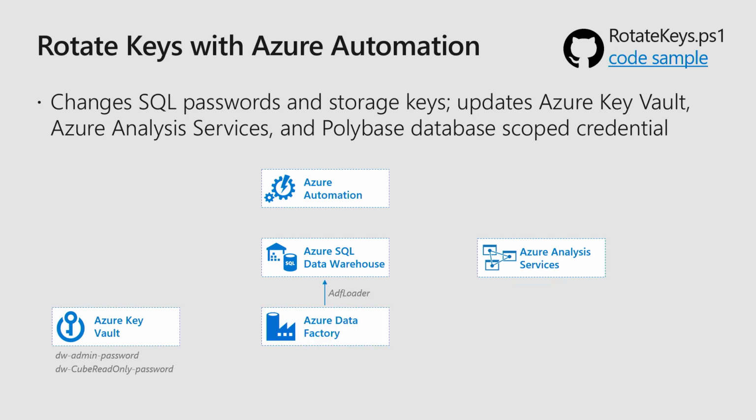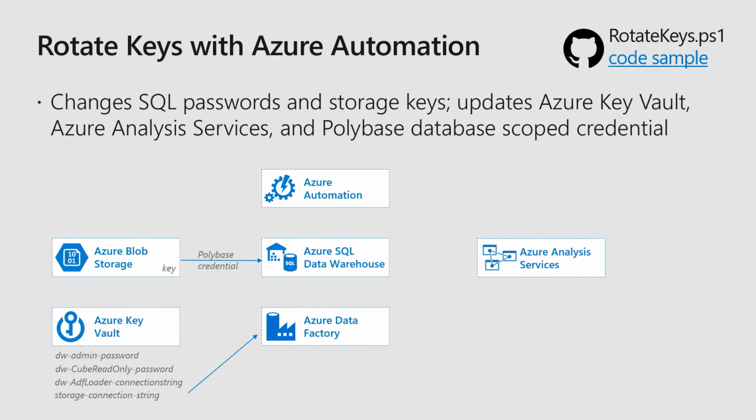So next is Azure Data Factory, the SQL account. Rotate that, update the connection string. Notice we've got Azure Data Factory not knowing any passwords. It reaches out as it runs and grabs the connection string from Azure Key Vault to then connect with the latest. Next, with your blob storage account, it rotates the storage key, and then it updates that key inside of Azure SQL Data Warehouse so that Polybase continues to work. It's a database scoped credential. And then lastly, it updates that inside of Azure Key Vault.